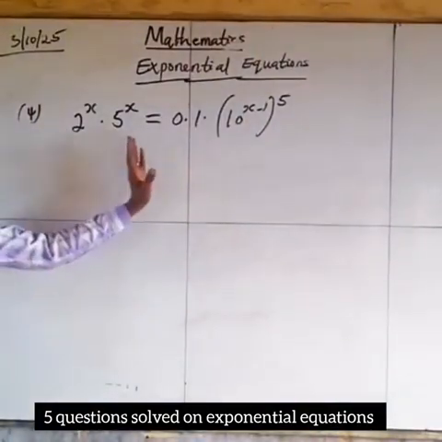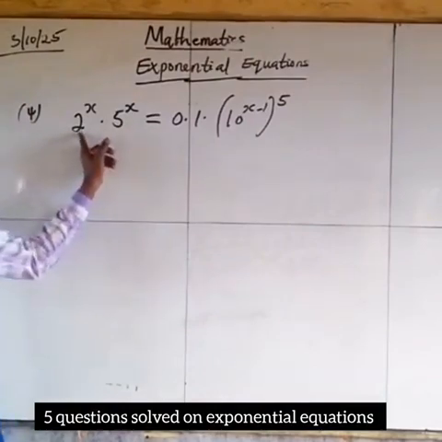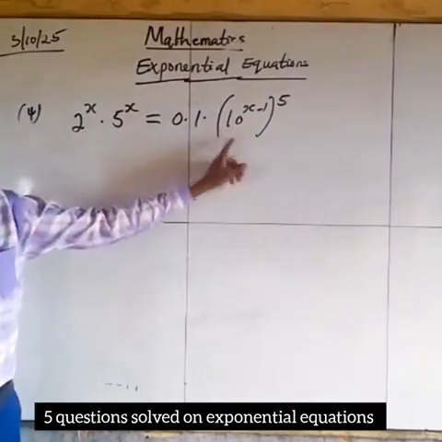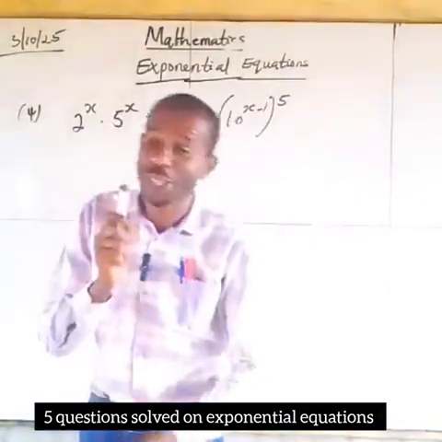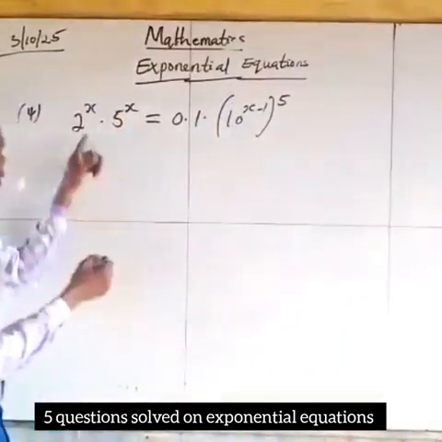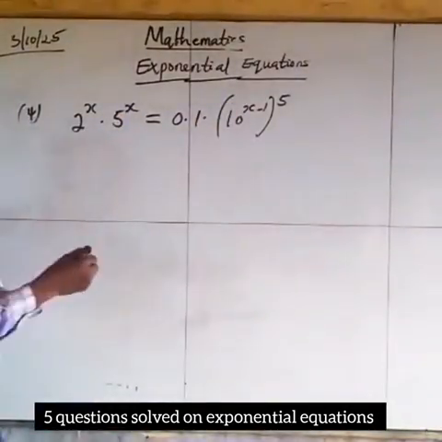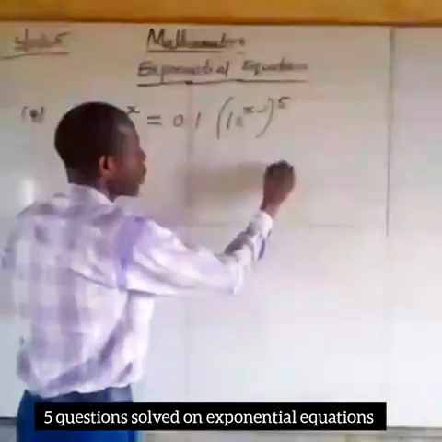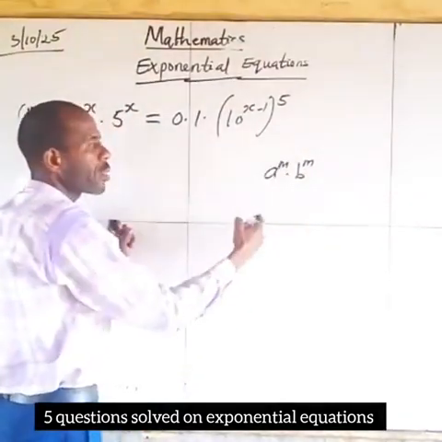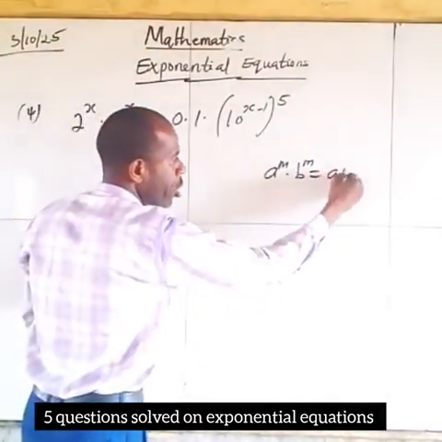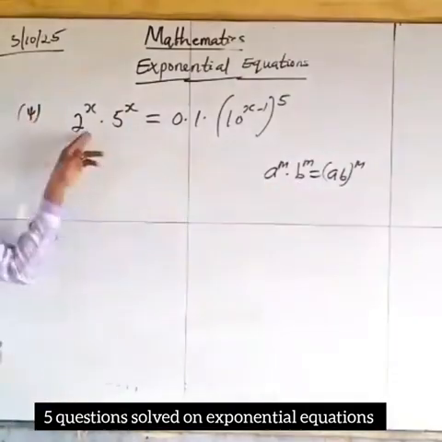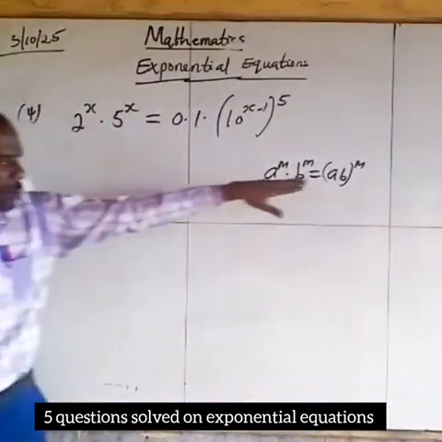So we have different bases here. This base 2, this base 5, this is base 10 inside the bracket. So remember I told you that in exponential equation, every base must be the same. Now what does that mean? There is a law in indices: if I have a raised to the power m multiplying b raised to the power m, we are having the same exponent, what it will give you is ab, then having a common power. So this one here is related to this. So we are going to express this one in this form.